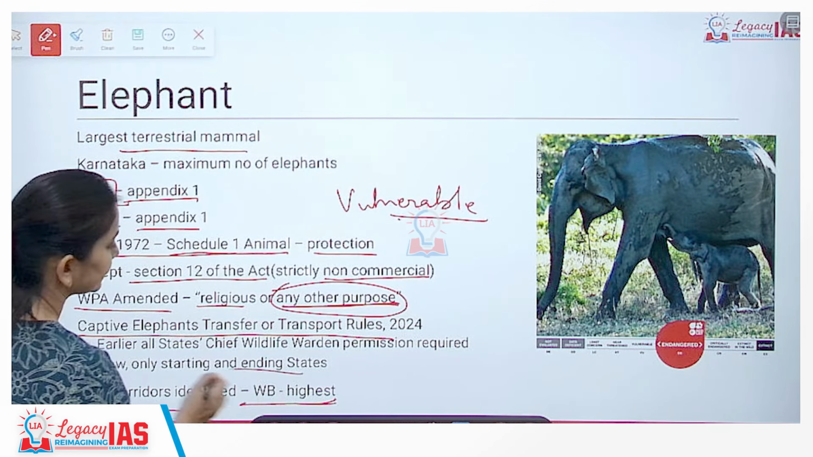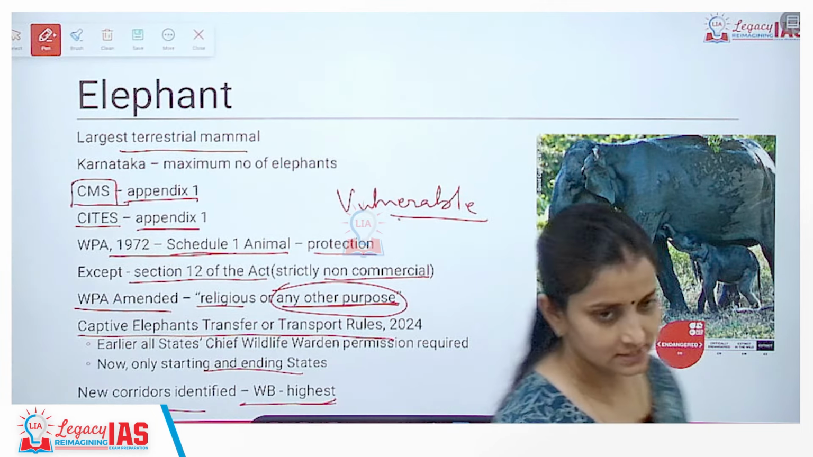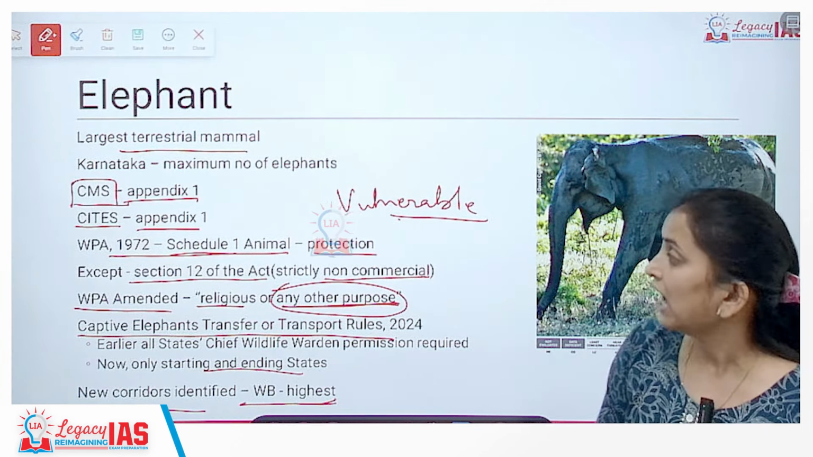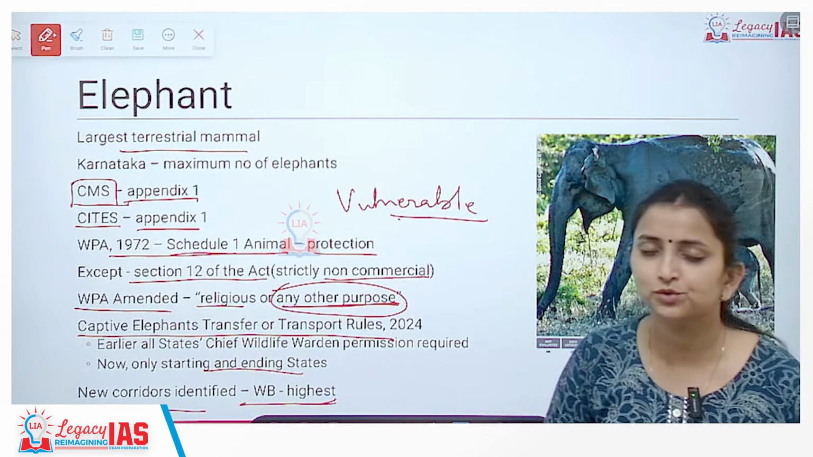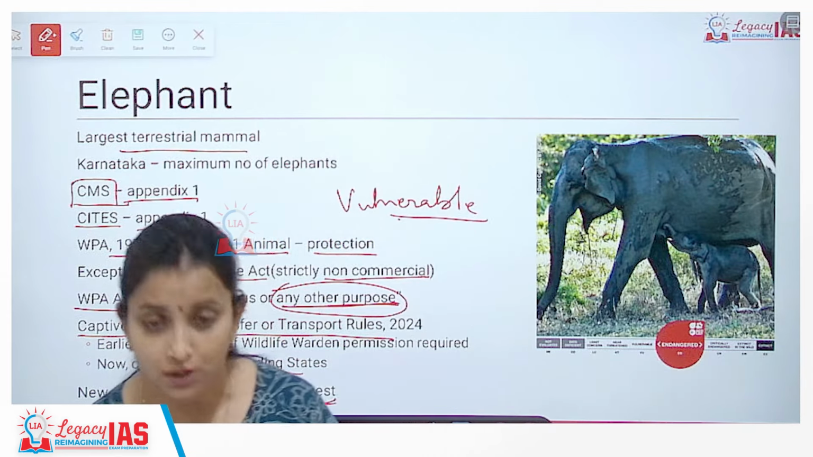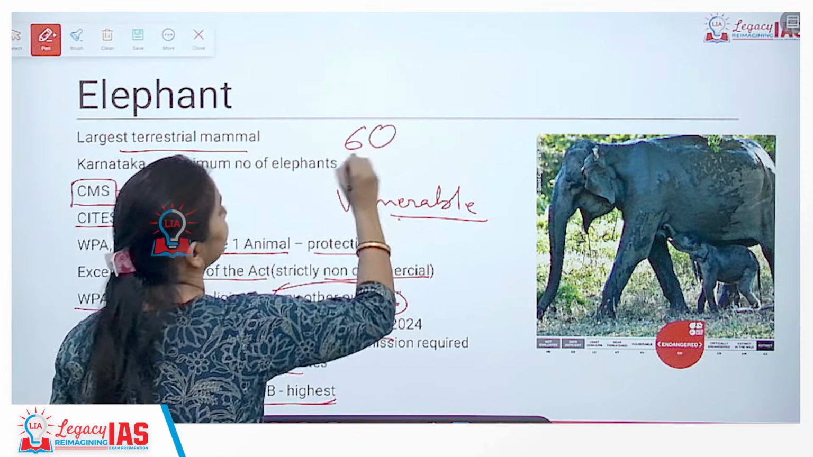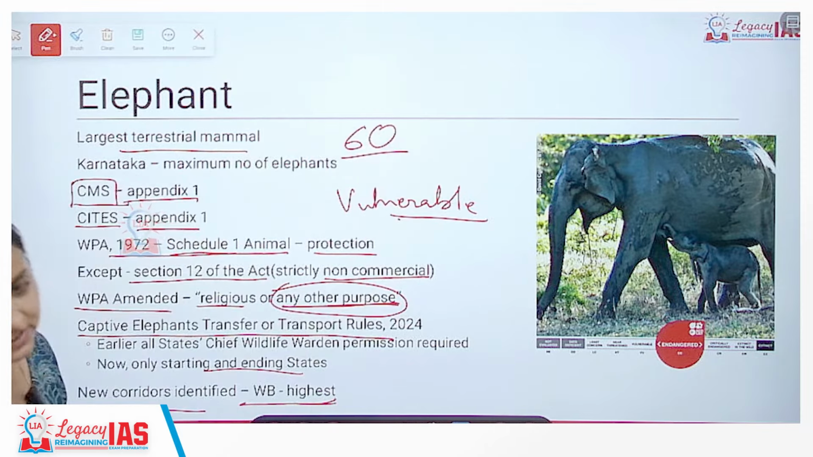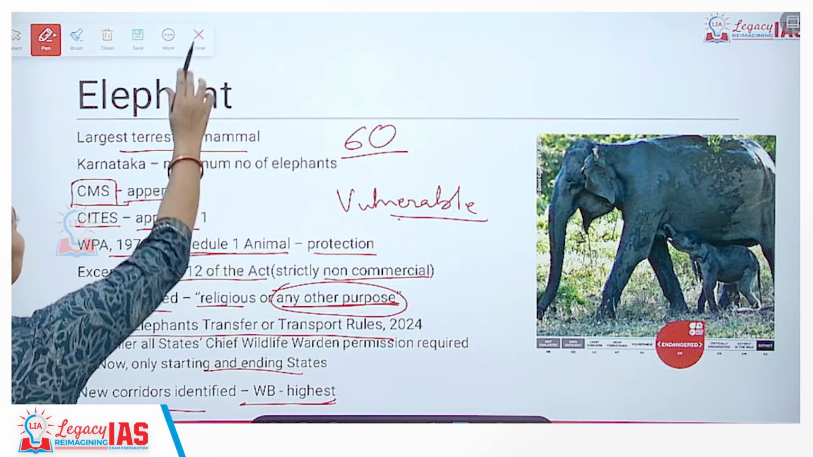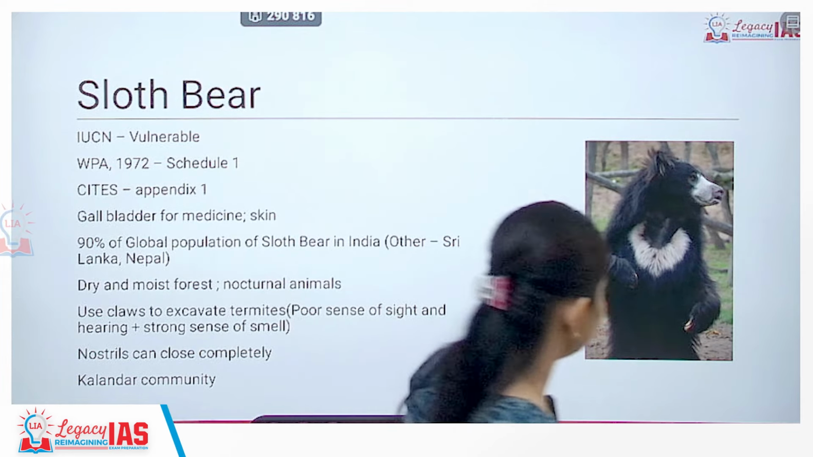So we have basically reduced the protection provided to elephants in India. And elephants were also in the news because the government has come up with new elephant corridors across the country. A total of 60 new elephant corridors has been introduced, amongst which West Bengal has the highest number of elephant corridors. Okay. Now moving on to the next organism, this is the sloth bear.